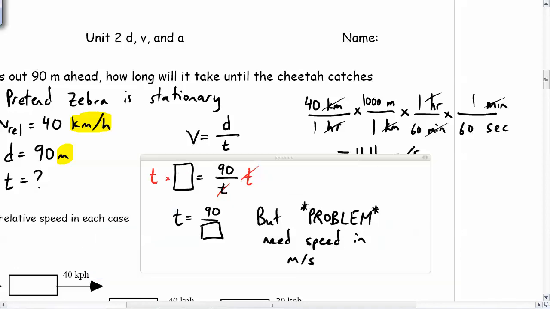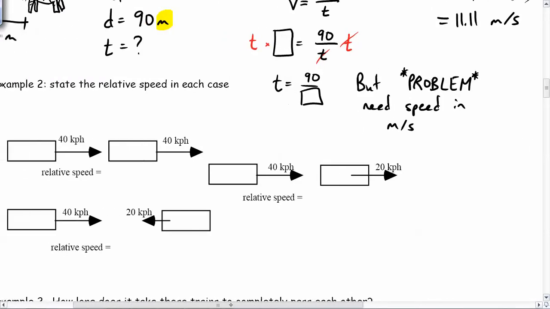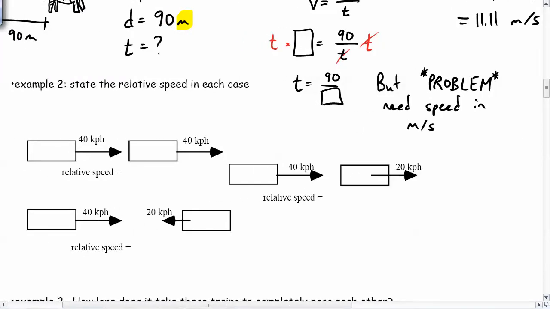Okay, so we can also use this to solve some car problems. Okay, so we want to know relative to the second car, how fast is the first car going? If they're both going at 40 kilometers an hour, 40 minus 40 is 0. Compared to the other car, it looks like the first car is standing still.